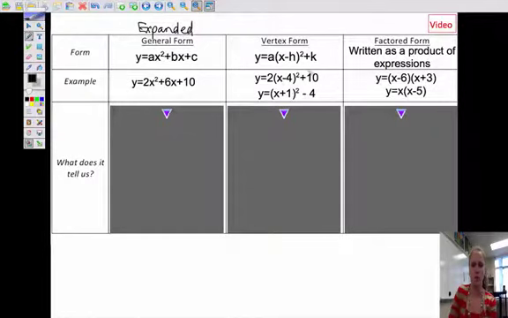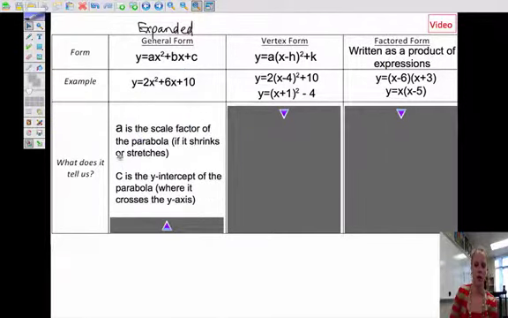So here's some examples of each type, and we'll go through what each type really tells us and what the benefits of looking at the different forms of these equations is. So in general form we have ax squared plus bx plus c. The things that we get here are a and c are the big ones. So a tells us the scale factor of the parabola, if it shrinks or it stretches.